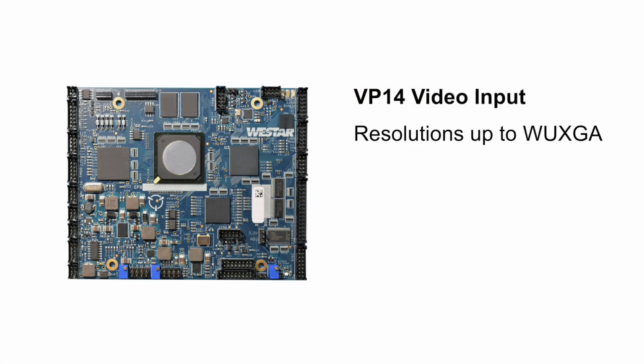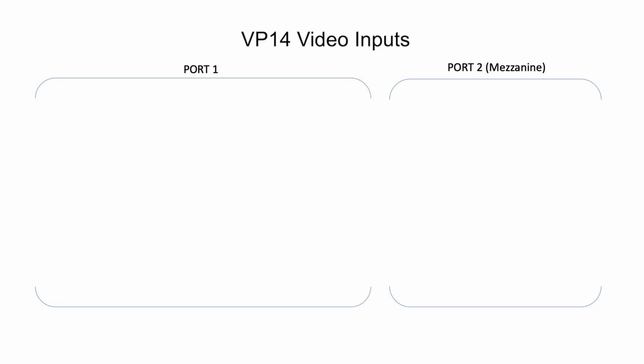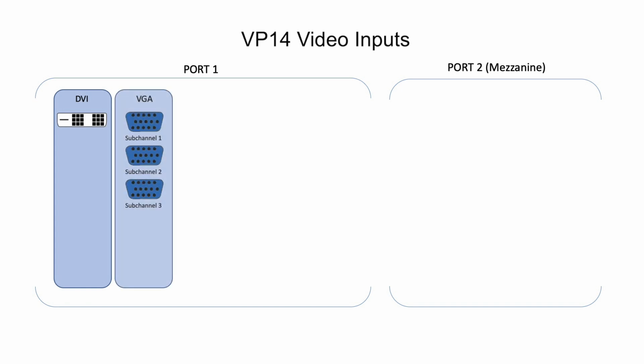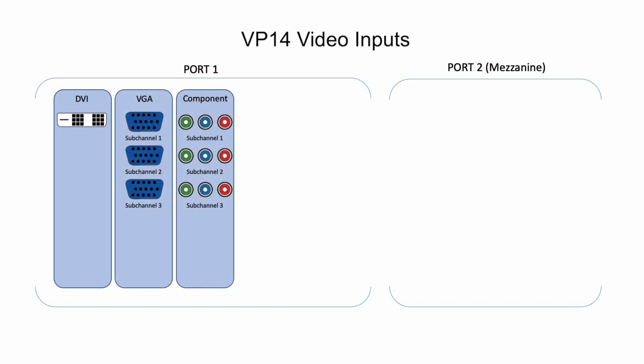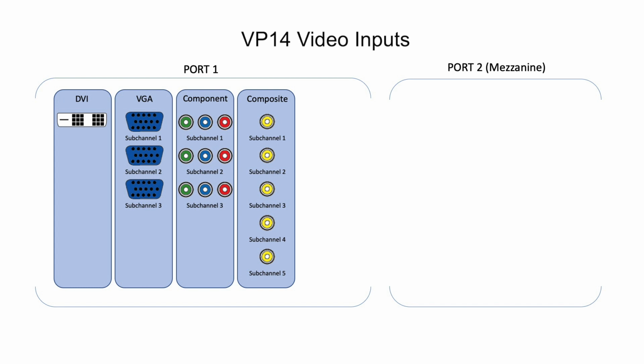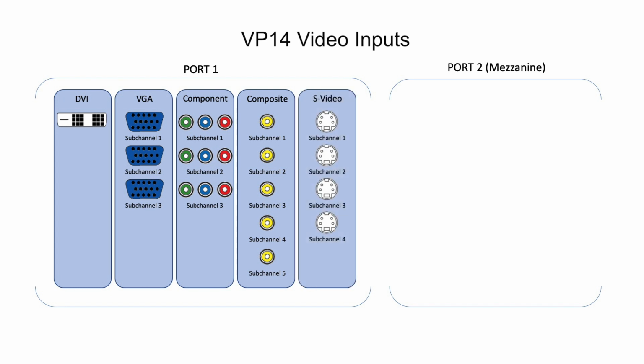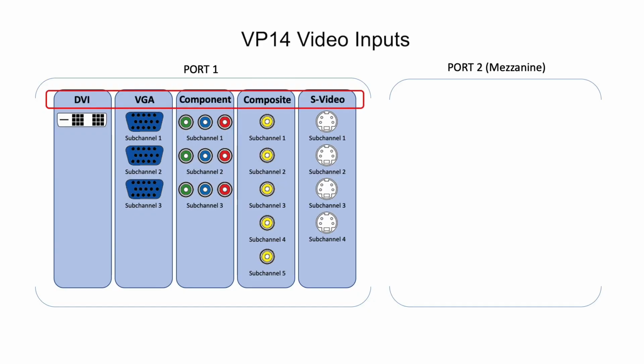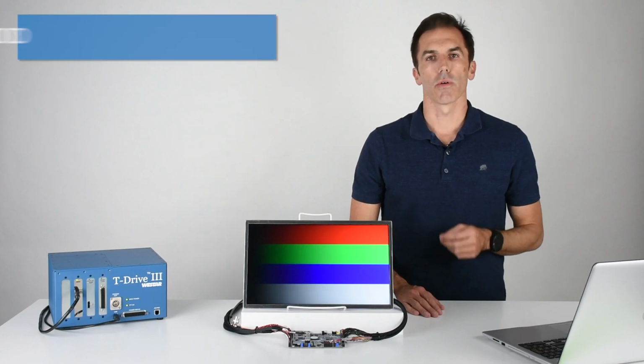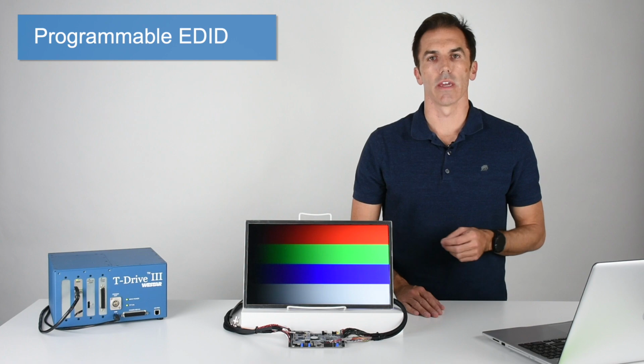For video input, the VP14 supports resolutions up to wide UXGA and has 2 ports, one standard and one accessible using optional input mezzanine boards. On port 1, the VP14 supports DVI, VGA, component, composite, RS343 and RS170, and S-Video. The VP14 will process a single video feed per port on any channel or subchannel that you specify, while supporting electrical connections to multiple channel types at a time. Port 1 also includes a programmable EDID for DVI and VGA inputs.